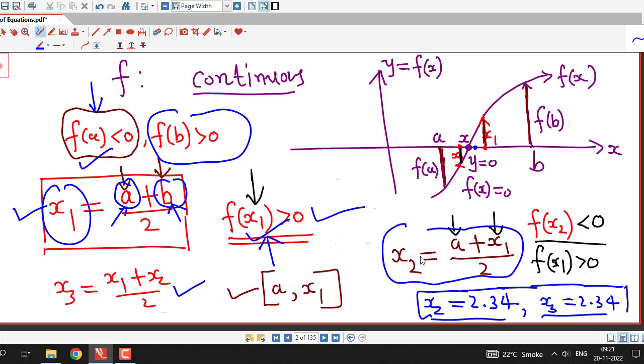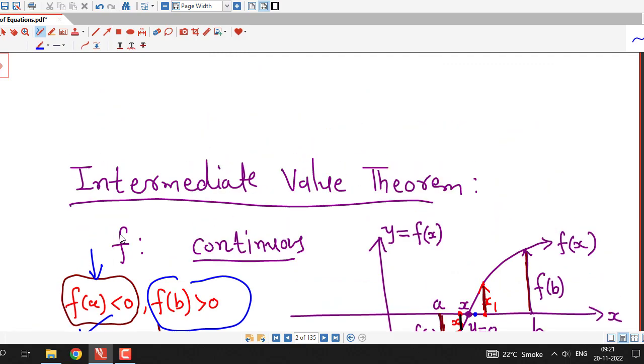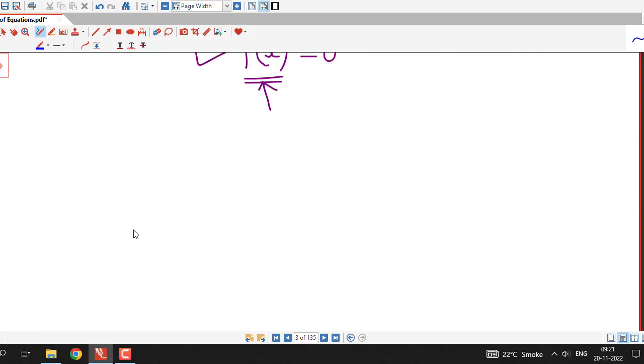Similarly we find f of x2. So we find that f of x2 is negative and x2 is obtained by taking the average of A and x1, and because f of x2 is negative I will check for which value the function is positive, either for A or x1, and I know that the function is positive for x1. So I will select the next approximation as the average of x1 and x2 and I will continue in this manner to obtain my root up to the desired accuracy. So that is the idea of the bisection method.